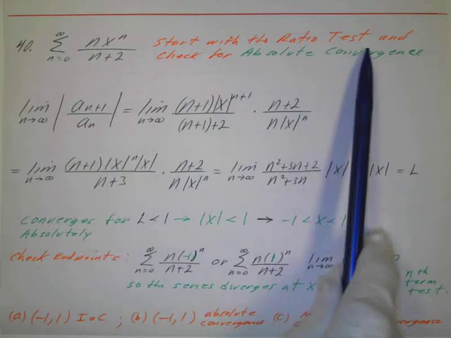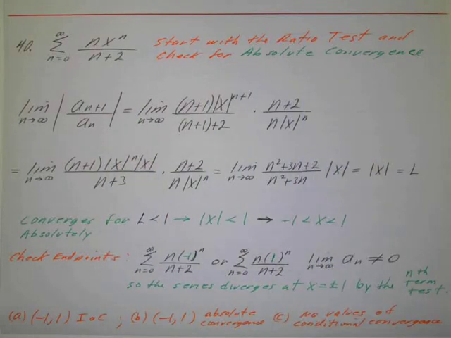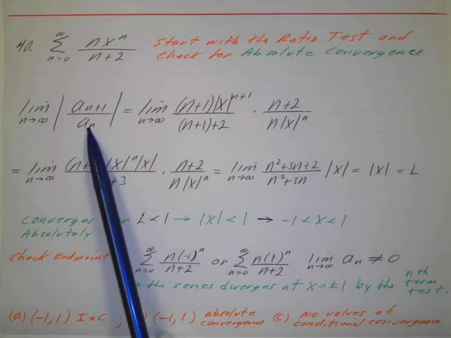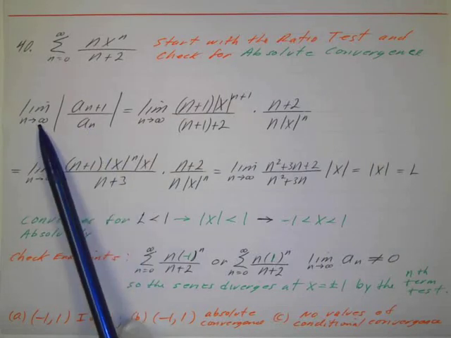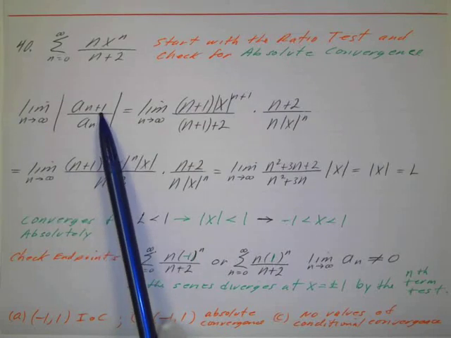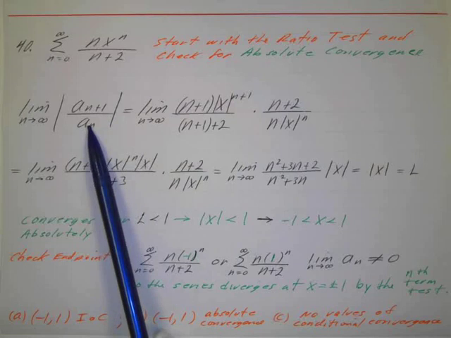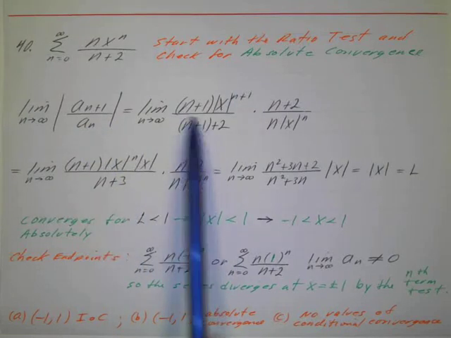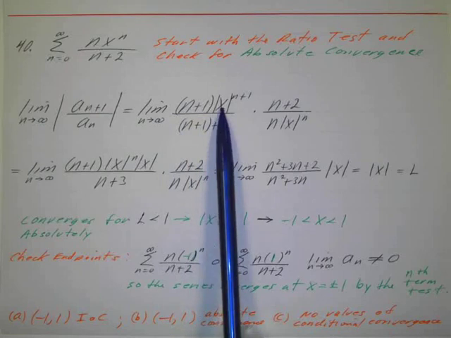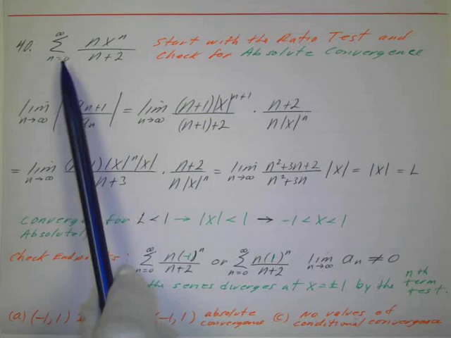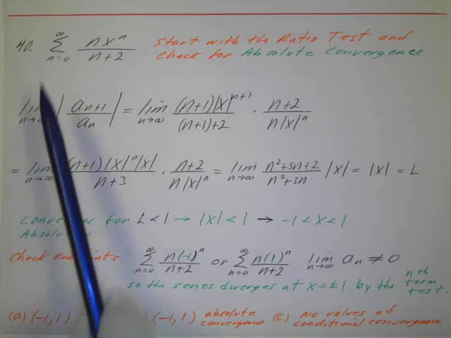Okay, so we're going to start with the ratio test and check for absolute convergence. And we're going to use the limit as n approaches infinity of a sub n+1 over a sub n. And this is going to give me this. And again, we're just going to take the reciprocal, and we'll just put the absolute value over the x parts because the n's are always positive. n goes from 0 to infinity, so it's always positive.